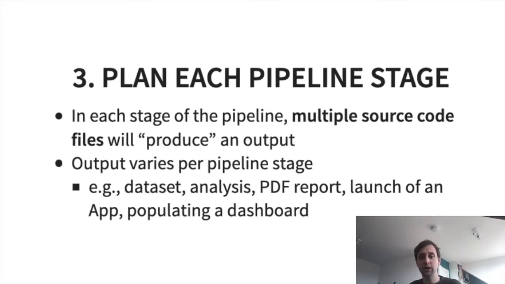The output that you generate in each pipeline stage varies per pipeline stage. When you prepare data, a logical final output is a data set of that pipeline stage. If you're working in the paper stage, probably it's a PDF report of your paper or PNGs, images generated that you can put in your paper. Think of other pipeline stages too, such as launching an app to explore your results. There are tons of ways in which you can think about what an output is of a pipeline stage.